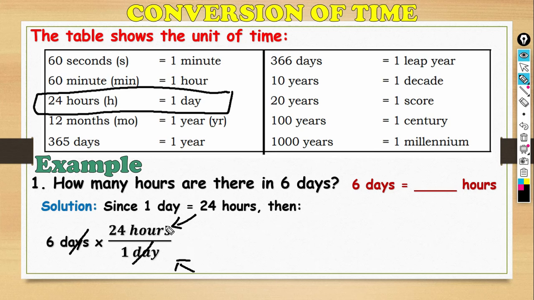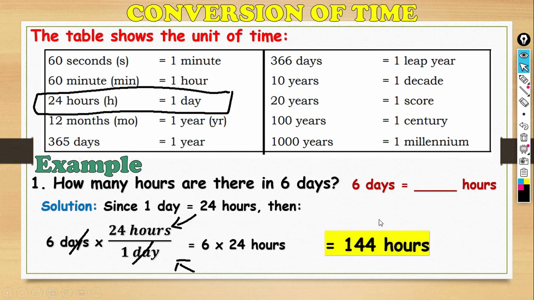Tulad nito, yung hours na lang yung matitira. So we have 6 times 24 hours. So nawala na yung day kasi na-divide na or na-cancel out na. Therefore, 6 times 24 is 144 hours. And that is the answer.